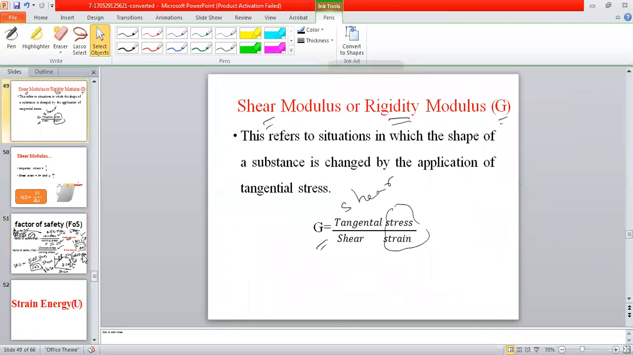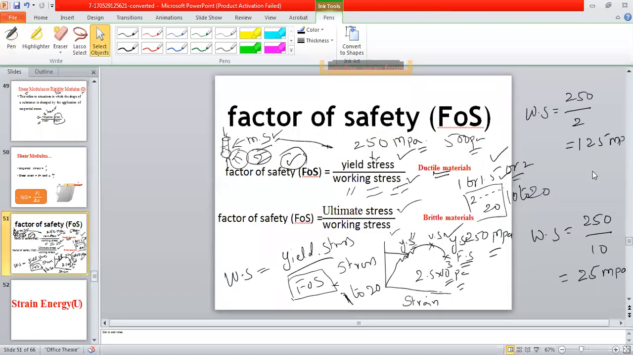25 megapascal. So here, if I see the graph, that is the stress versus strain graph, this is 250. And if I consider the bike, the working stress is 125 megapascal.